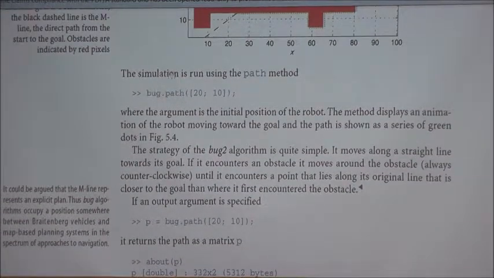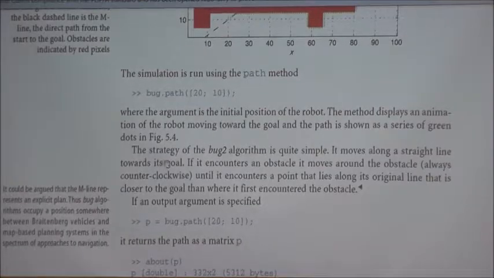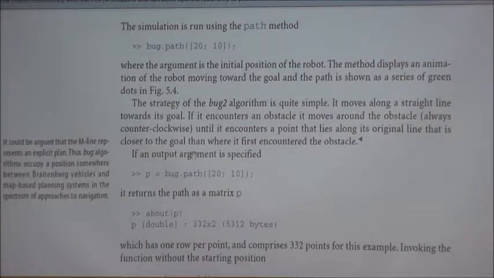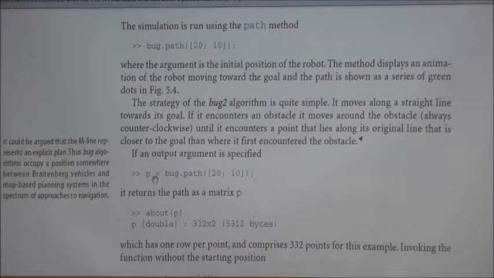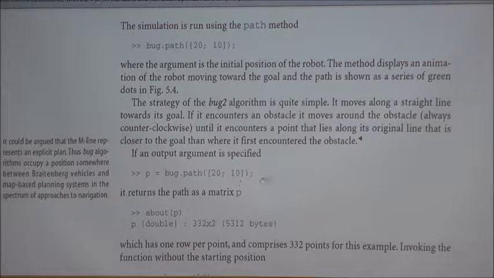Therefore, you put simulation, you run it like this, bug, point, path with the initial location vector of x is 20 and y is 10, which is right here. And then you put the output of it into a matrix, P equal to bug, point, path, 20, semicolon, 10.